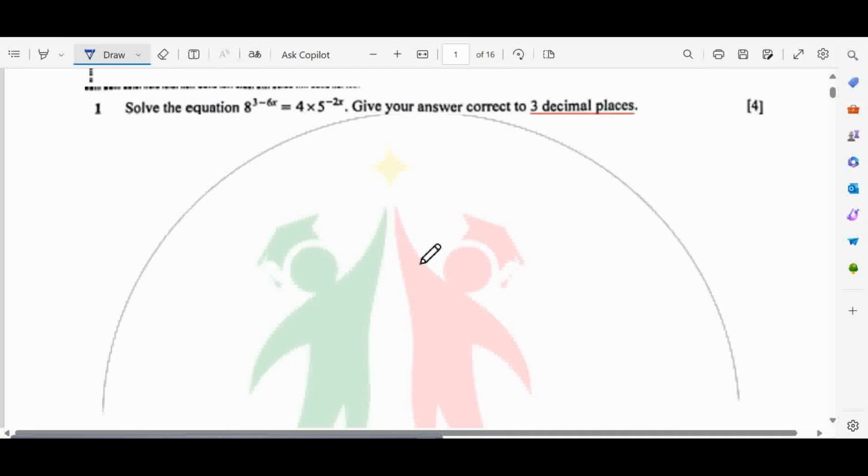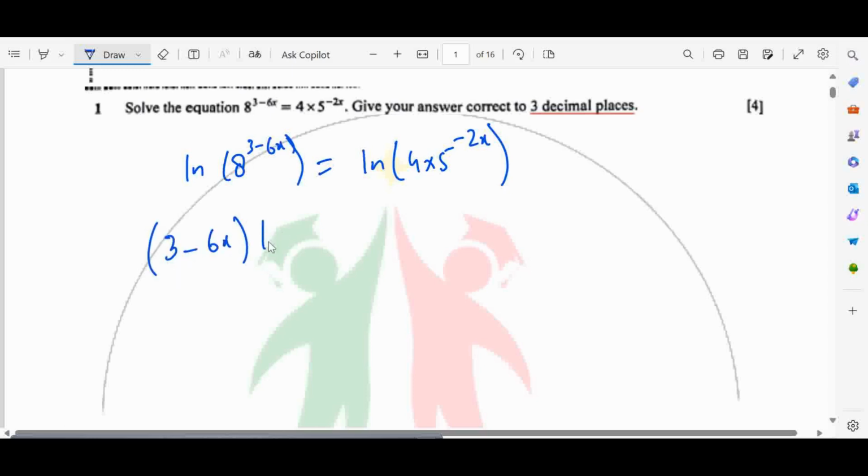Solve the equation. Give your answer correct to 3 decimal places. First of all, we have to take log on both sides. So log of 8 power 3 minus 6x is equal to log of 4 multiplied by 5 power minus 2x. Now we have to use the power rule here. This will be 3 minus 6x into log of 8.